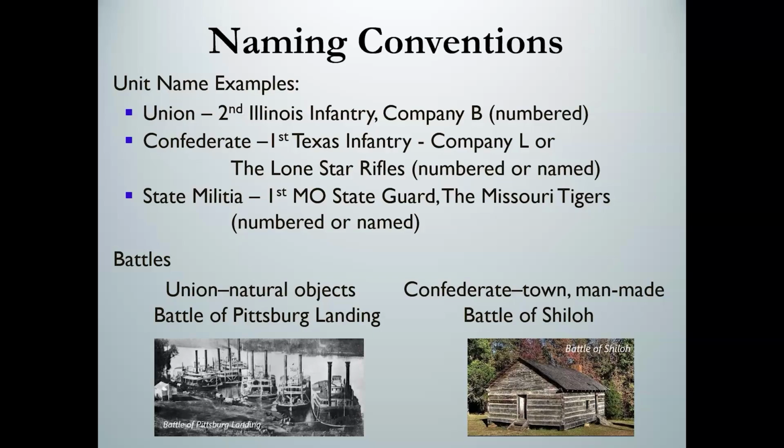The battles. For the Union, they named their battles after natural objects. Confederates named their battles after towns or something that was man-made. So the Union called it the Battle of Pittsburgh Landing, because that was the boat landing at Pittsburgh. That's how it got its name. The Battle of Shiloh is named for a man-made church, so the Confederates called it the Battle of Shiloh. They're the same battle.